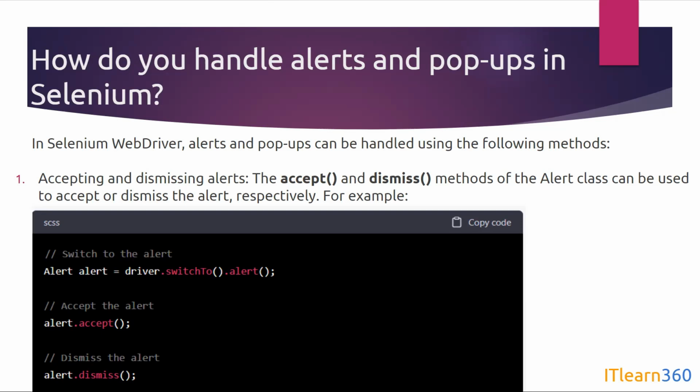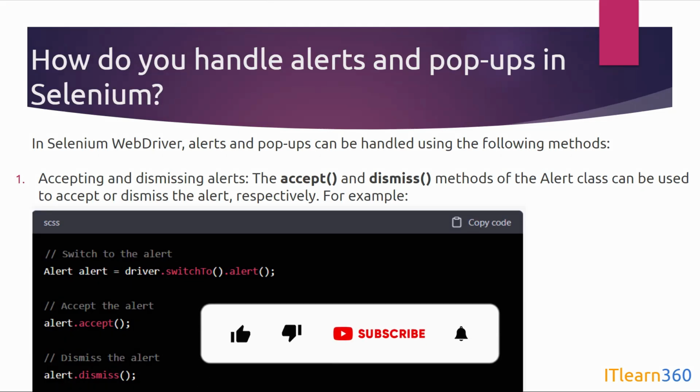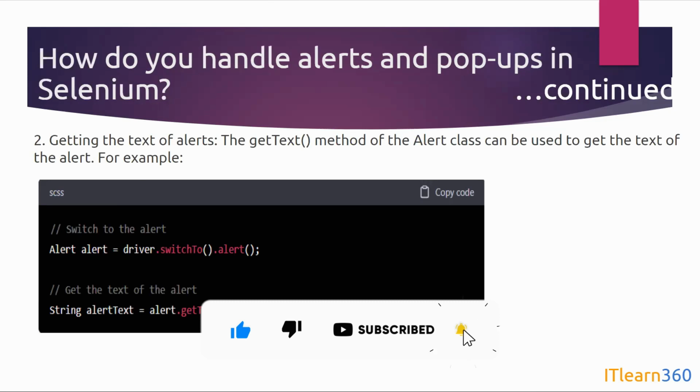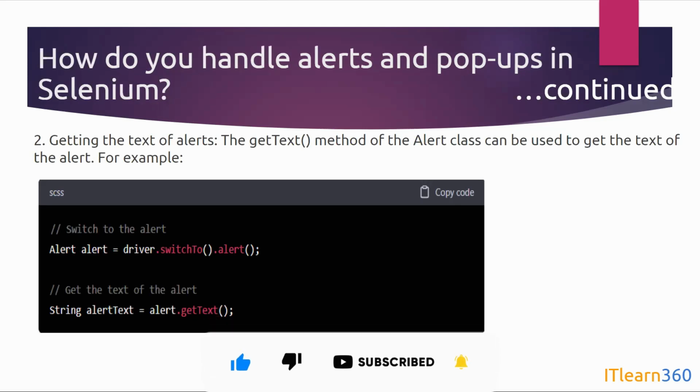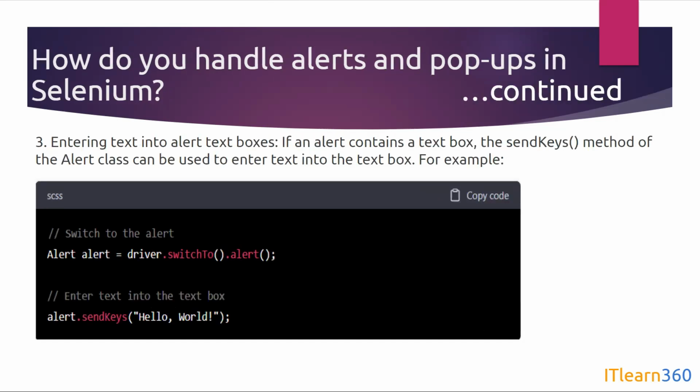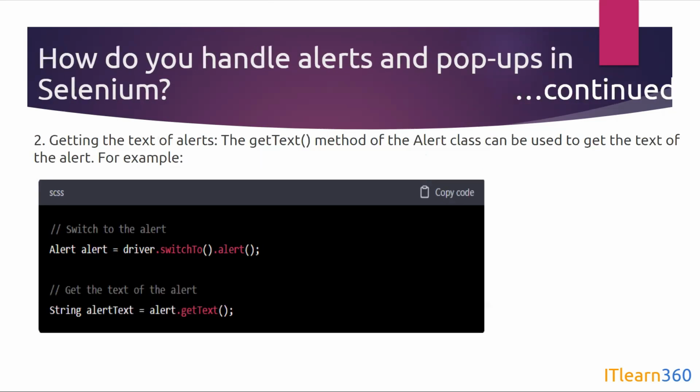The second one is where you have both options, whether you can accept or cancel. There you use dismiss on the alert. And the third one is where you can send some values to the alert box. That goes with the send keys method. Basically, send keys helps you to send values to the alert box. Here also, if you want to get the text from the alert, you can get it by using the getText method.